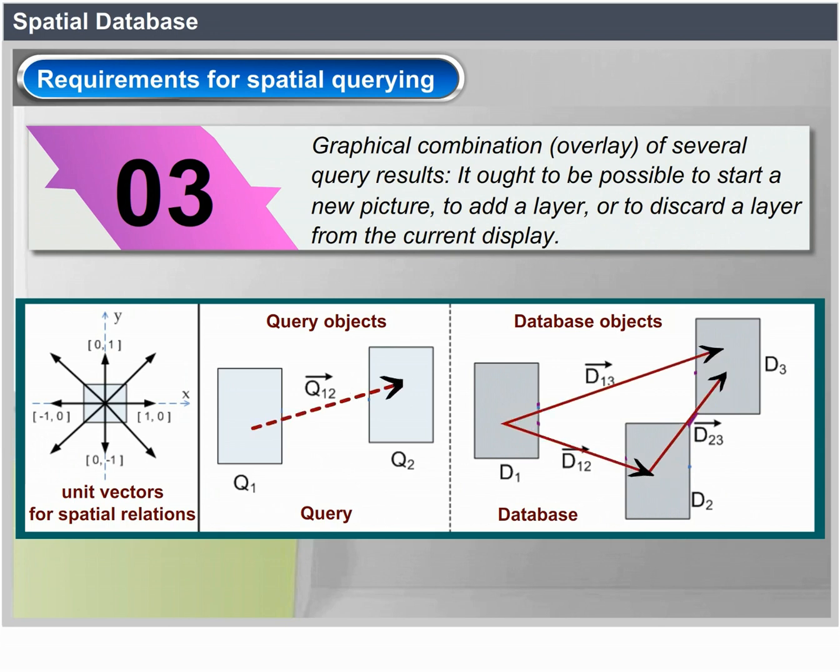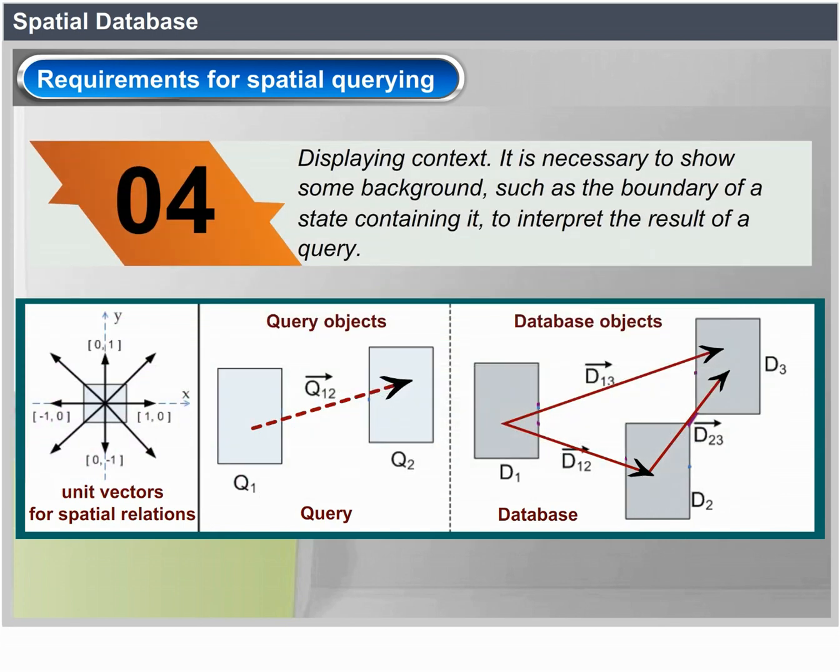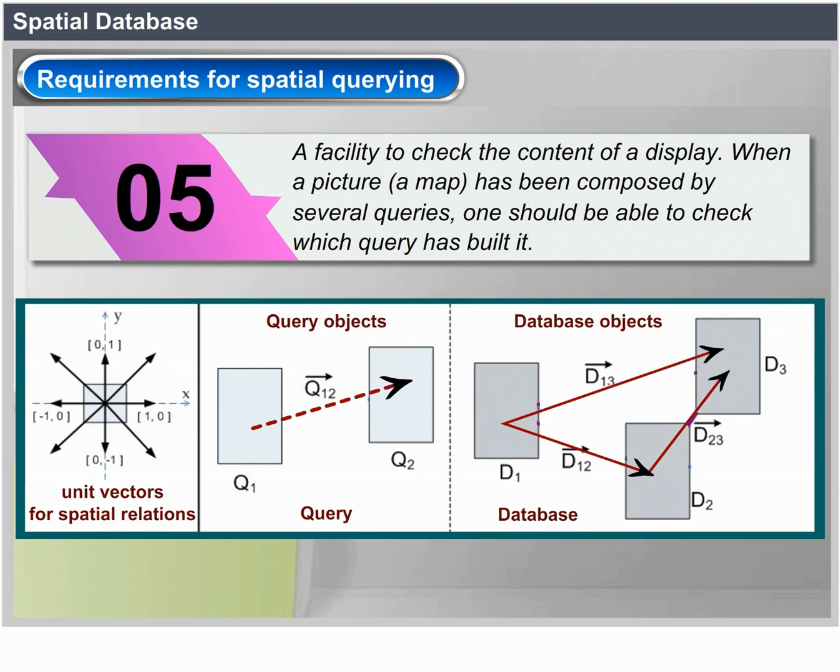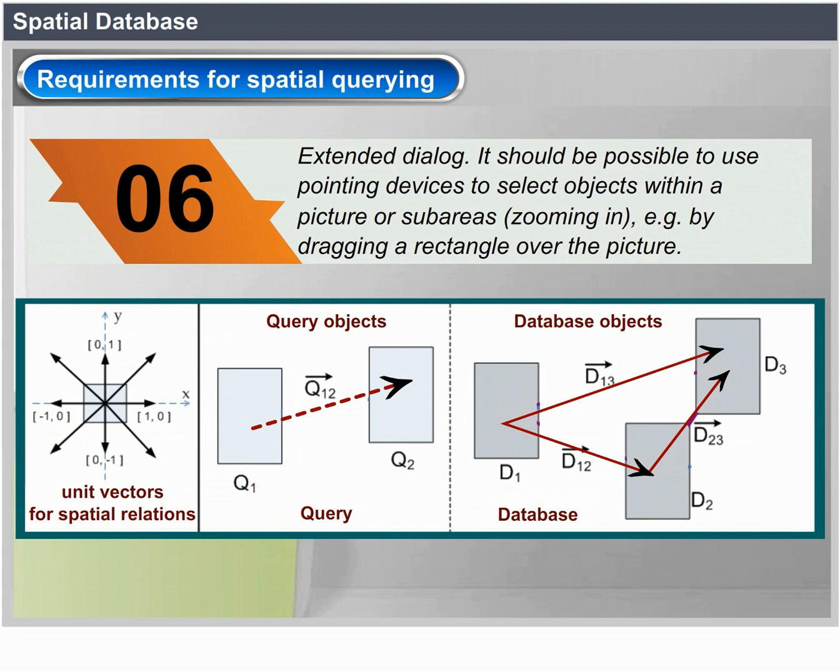Display of context. To interpret the result of a query, it is necessary to show some background, such as the boundary of a state containing it. A facility for checking the content of a display. When a picture, a map, has been composed by several queries, one should be able to check which queries have built it. Extended dialog. It should be possible to use pointing devices to select objects within a picture or sub-areas, zooming in, for example by dragging a rectangle over the picture.